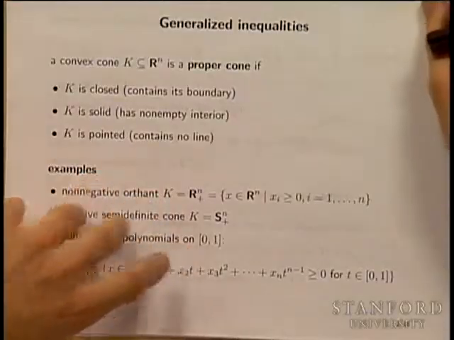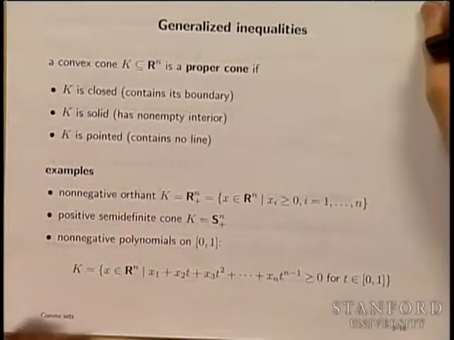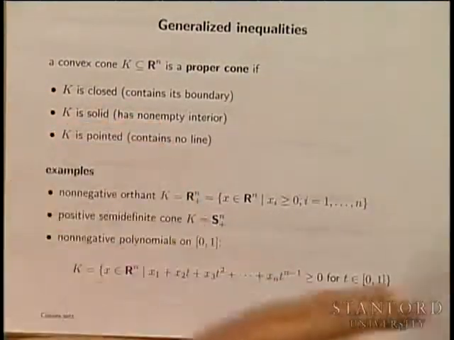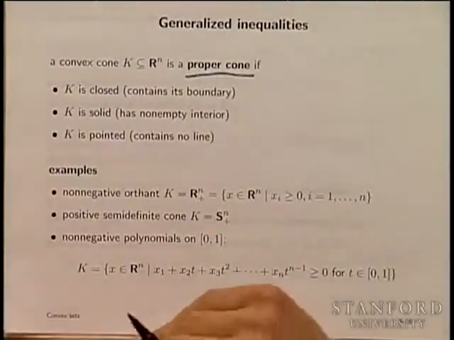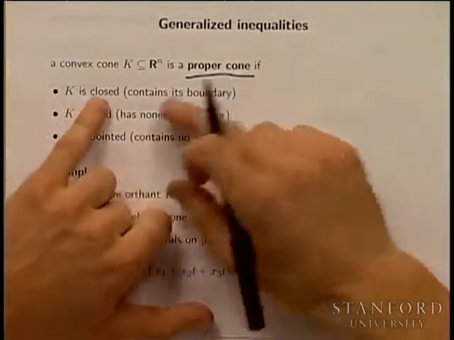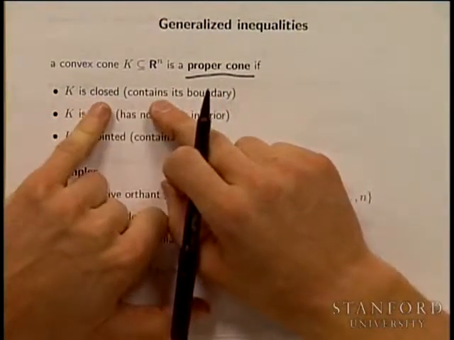Let's now have a look at generalized inequalities. So before we saw moving from a simple inequality in R to a component-wise inequality. And it turns out that it's quite useful to consider other kinds of inequalities as well. Let's introduce proper cones first. So a proper cone is a convex cone with another bunch of constraints. Okay. So first of all, the cone has to be closed.